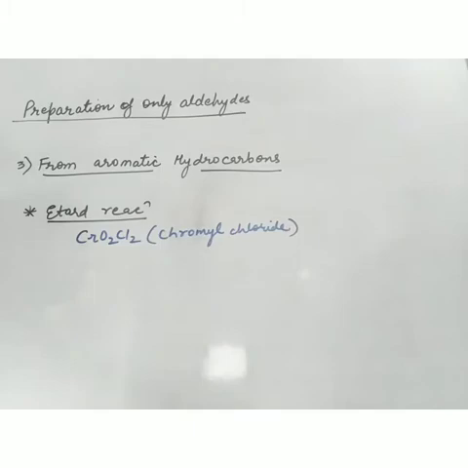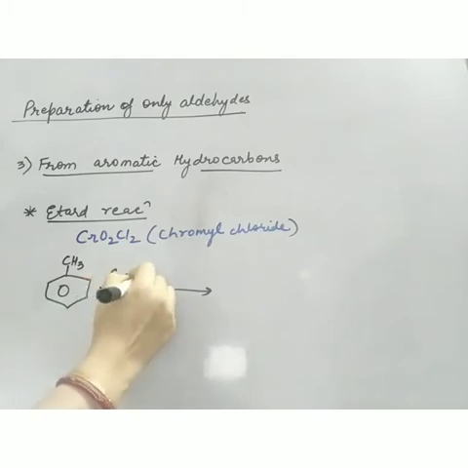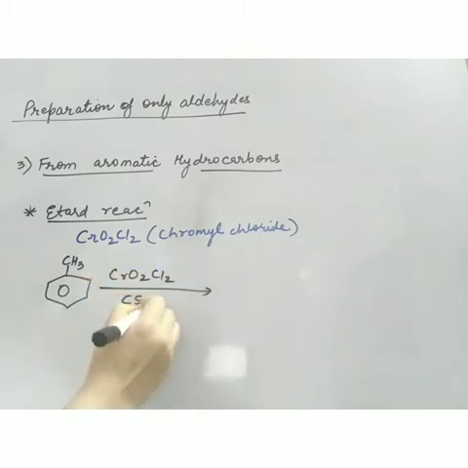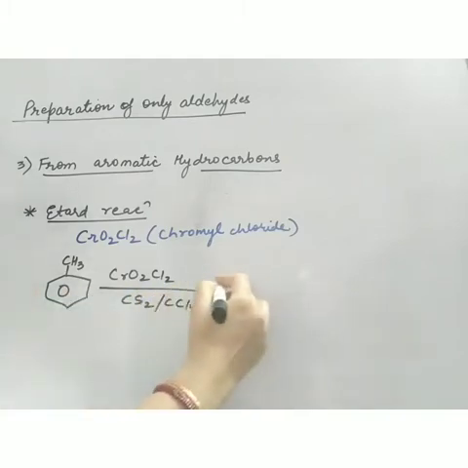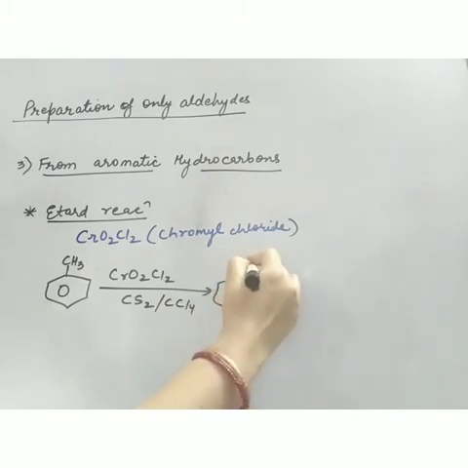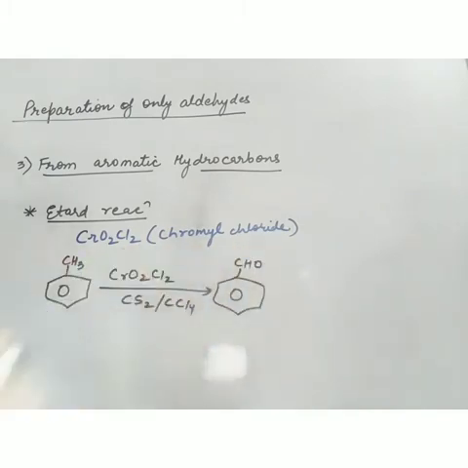Now one more reagent is there, that is CrO2Cl2, that is chromyl chloride, and this reaction is named as Etard reaction. So this is again a named reaction. In this we'll take this toluene. It is treated with this chromyl chloride in the presence of CS2. Now carbon disulfide, or you can use CCl4 also. These are solvents, and what will you get? You will get aldehyde. So this reaction is known as Etard reaction.